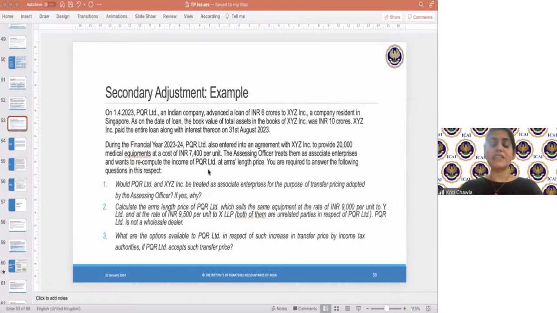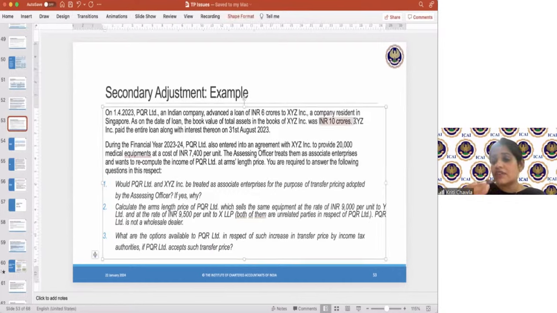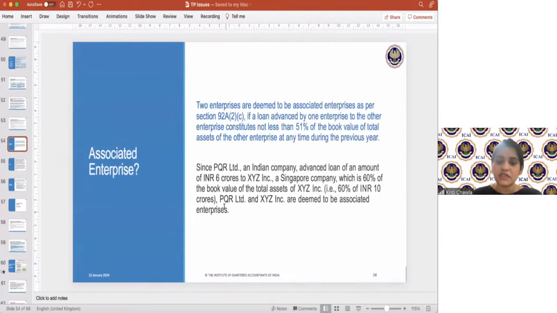Yes, exactly. Yes, these will be considered as associated enterprises, because if you look at section 92A subsection 2, it says that if one entity gives a loan of 51% or more of the book value of the other enterprise, then the two enterprises are related to each other. So in this particular situation, the book value of the asset is 10 crore and the loan given is more than 51%. It's more than 5.1. It is 6 crore. Hence, PQR and XYZ are related to each other. So this is what I've provided in the first situation also.